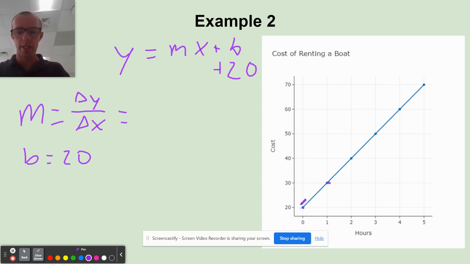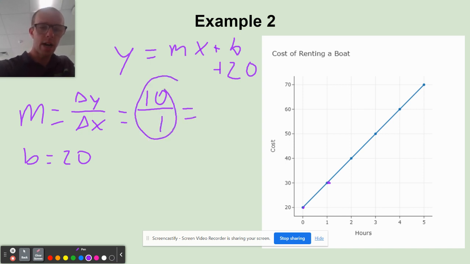How much does the y change from here to here? We go from 20 to 30. How much did we change? Well, we changed by 10, right? We went up by 10. How much did we change on the x from here to here? We only went over our run. There's only 1. So this is the slope. I can simplify 10 over 1 to just 10 if I want to, all right?